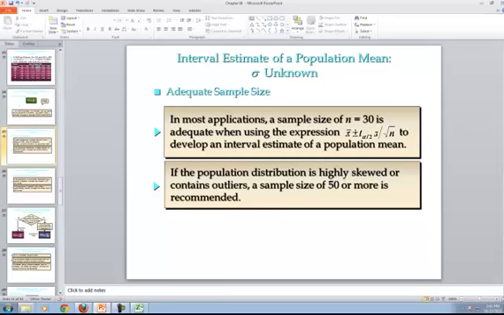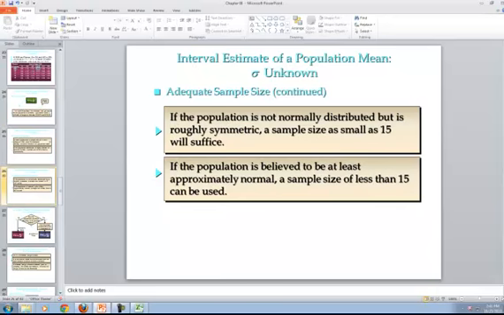Again, regarding adequacy of sample size, n equals 30 or greater will probably be okay. But if you know that the population distribution is highly skewed, then you may need to use a sample size of 50 or more in order to use the procedure we have described. And if the population is not normally distributed but is roughly symmetric, then n as small as 15 may be okay. And if it is approximately normal, then even less than 15 will be okay.